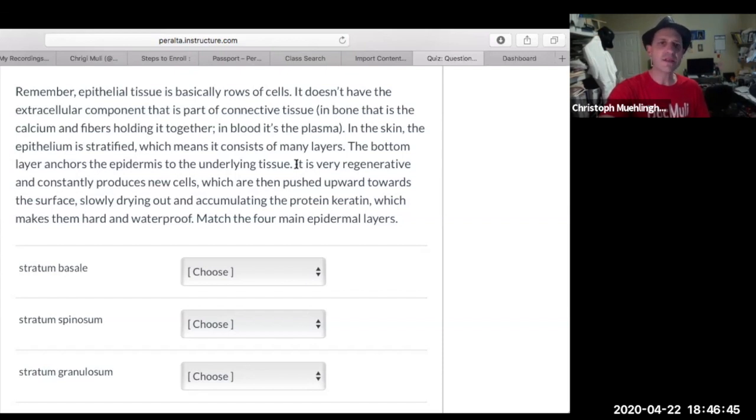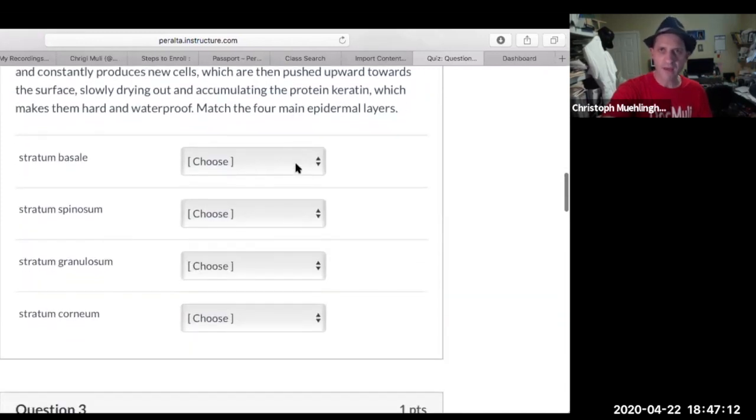In the skin, the epithelium is stratified, which means it consists of many layers. There is the answer to that question. The bottom layer anchors the epidermis to the underlying tissue. It is very regenerative and constantly produces new cells, which are then pushed upward towards the surface, slowly drying out and accumulating the protein keratin, which makes them hard and waterproof. That's the leather, right? Our skin is the leather that we have sometimes on our jackets.